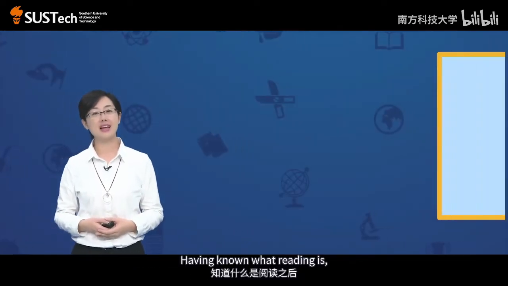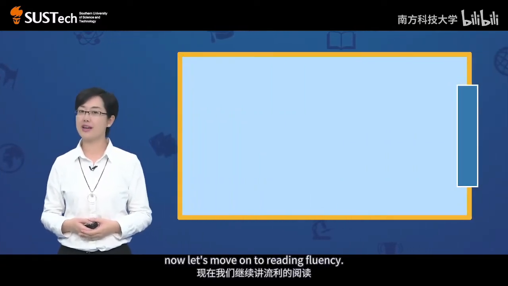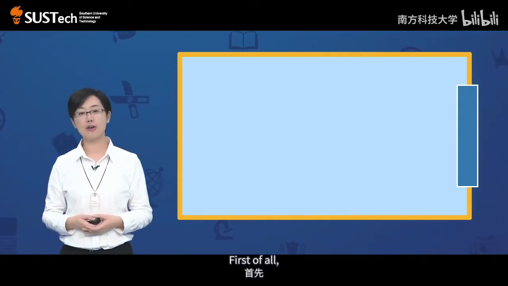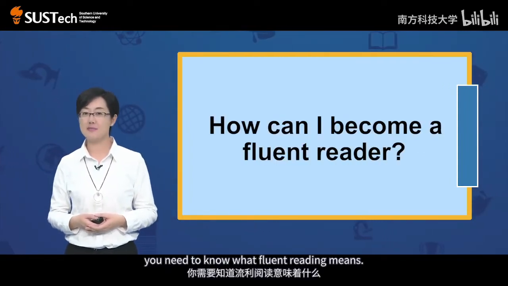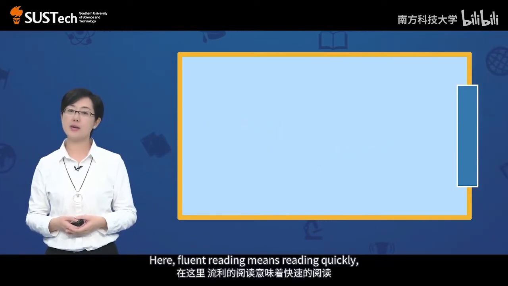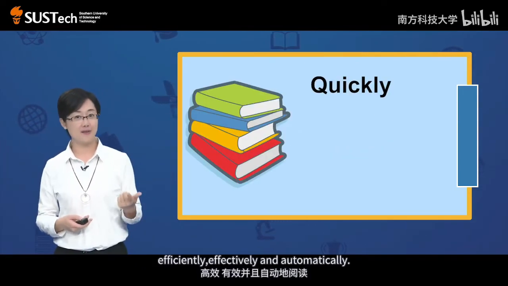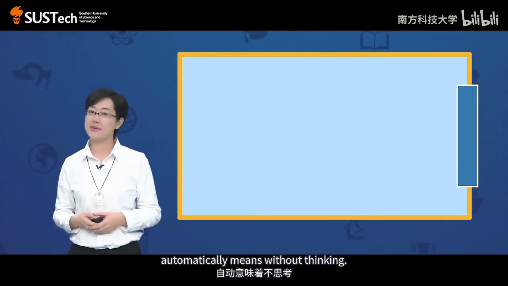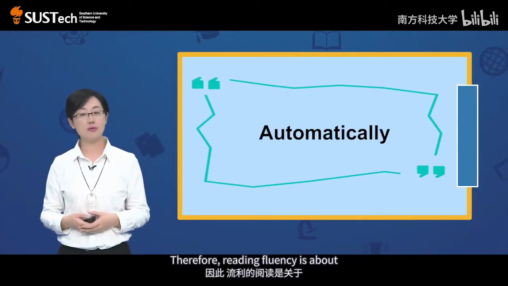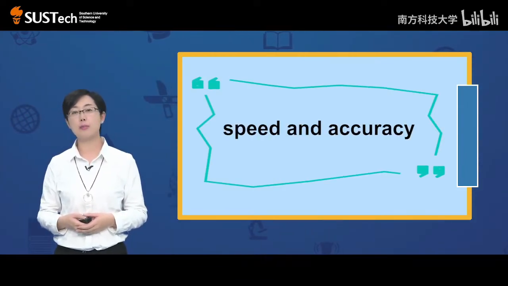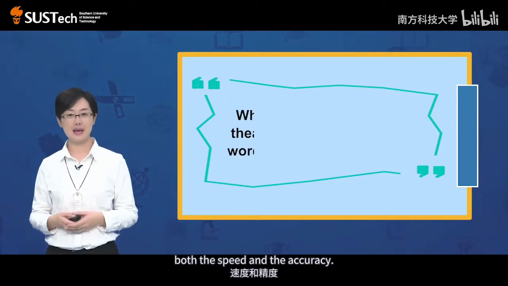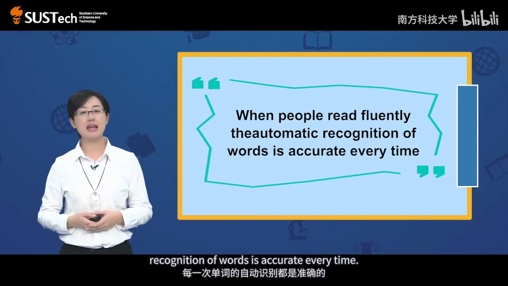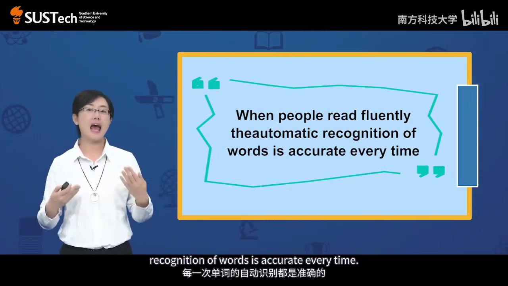Having known what reading is, now let's move on to reading fluency. How can one become a fluent reader? First of all, you need to know what fluent reading means. Here, fluent reading means reading quickly, efficiently, effectively, and automatically. Automatically means without thinking. Therefore, reading fluency is about both the speed and the accuracy. When people read fluently, the automatic recognition of words is accurate every time.